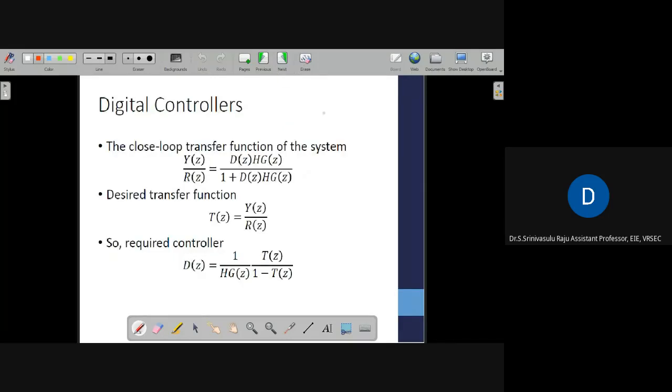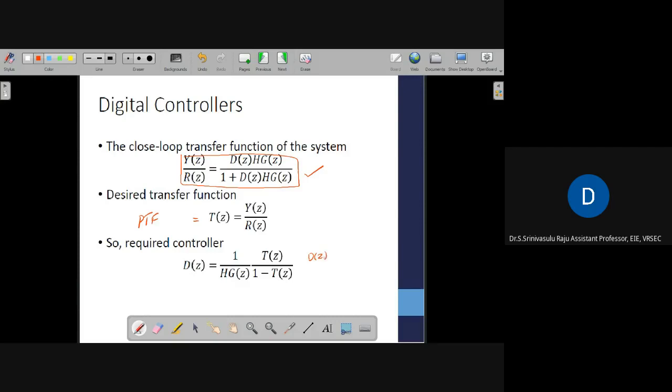Now, our topic here is to design the digital controller. We also know the closed loop transfer function of the system. You just assume the controller as D of Z, so the closed loop transfer function is D of Z, G of Z divided by 1 plus D of Z, G of Z. This we already arrived at in unit 2 and we have seen it during the implementation of control algorithms. This is the digital transfer function, output by input, nothing but the pulse transfer function.